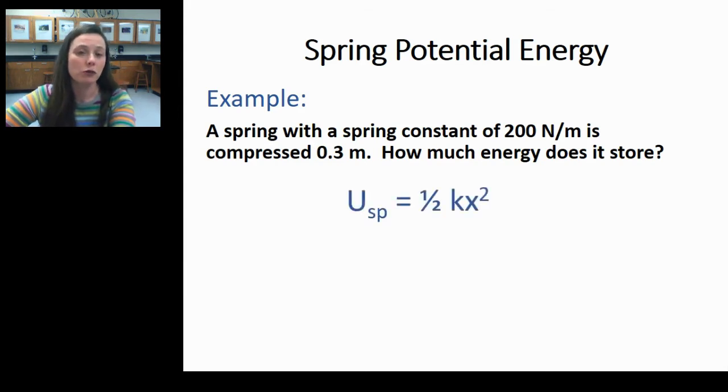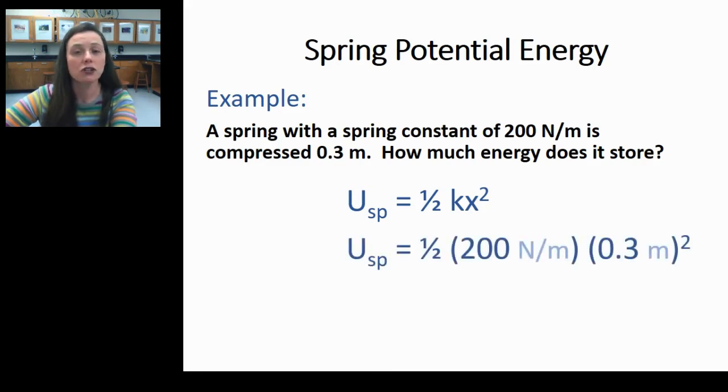Using our equation for spring potential energy, 1/2 kx squared, we plug in 200 newtons per meter for our spring constant and 0.3 meters as our amount of compression. Calculating this, we get that the spring energy stored in this spring is 9 joules.